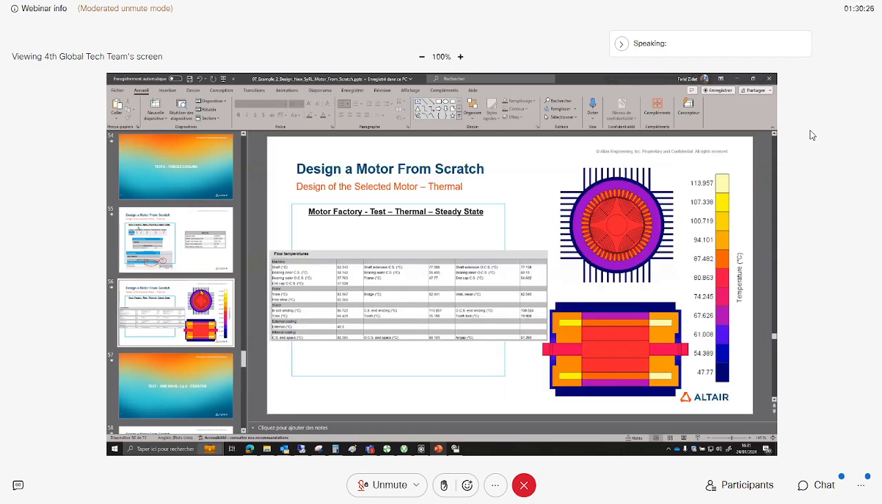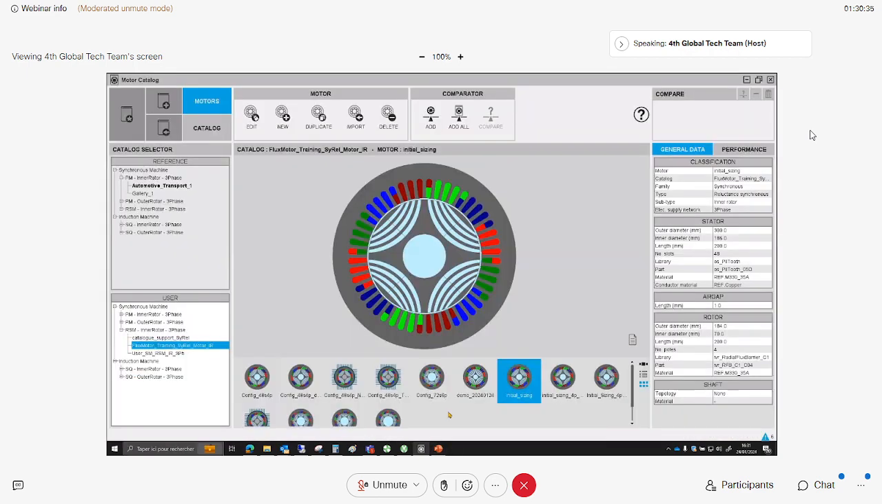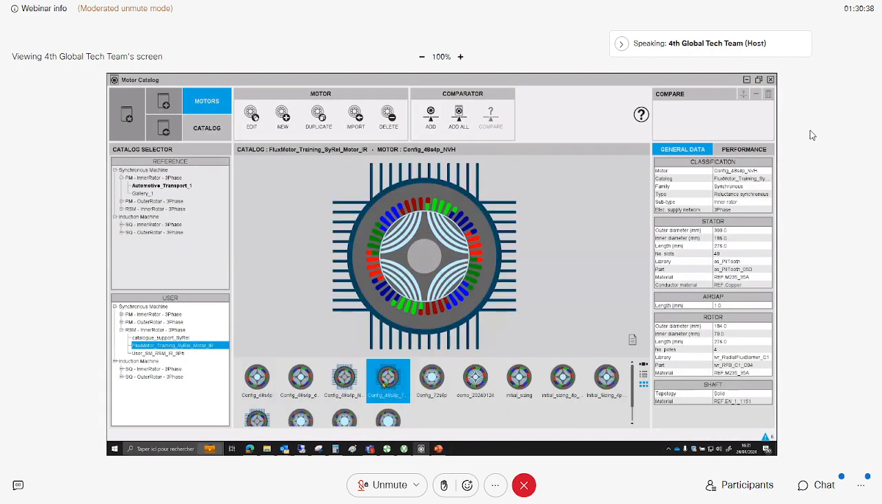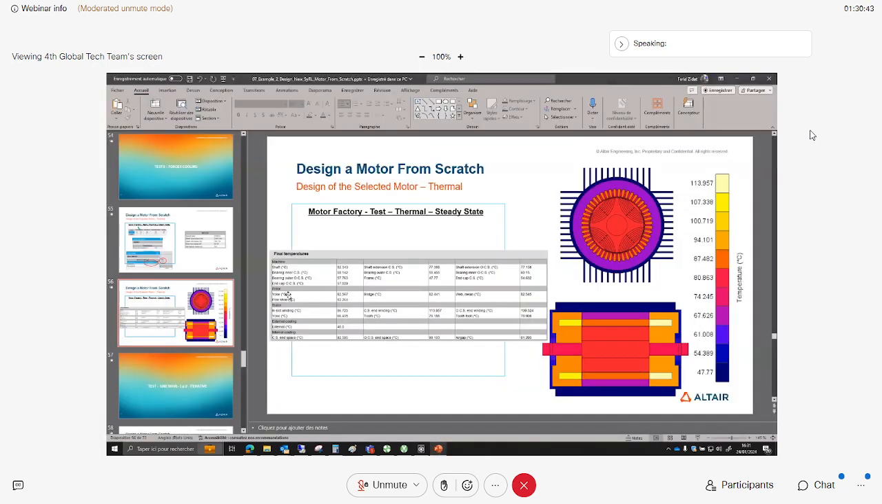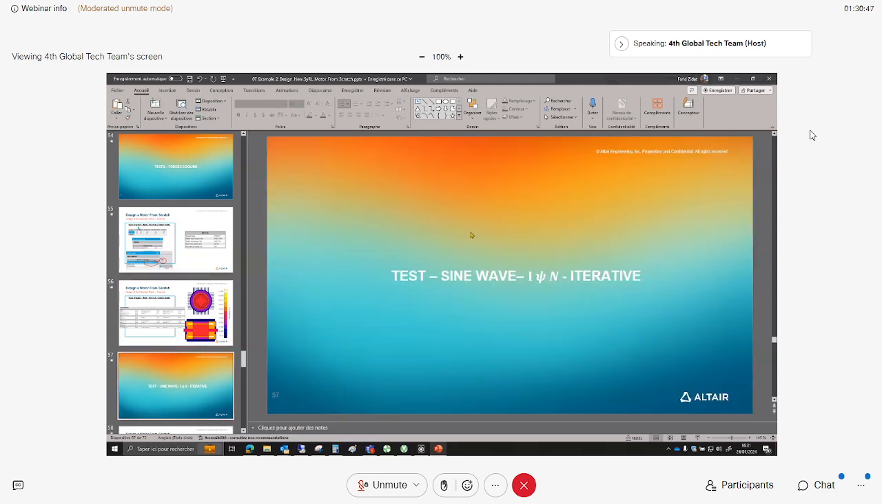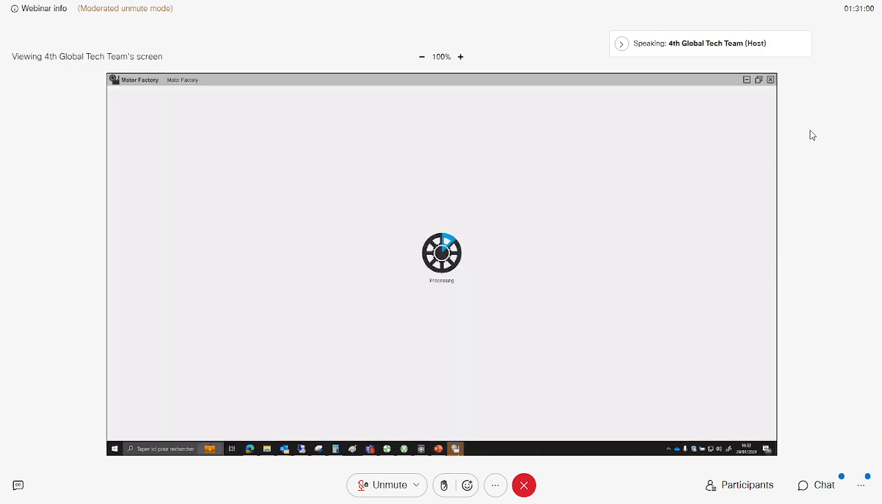Yep. So let's say load this one. Maybe I will open directly the thermal one. Yeah, so this is the steady state computation, but in Flux Motor we do have an iterative thermal computation. So iterative between magnetic and thermal. So this is maybe the best analysis to do.